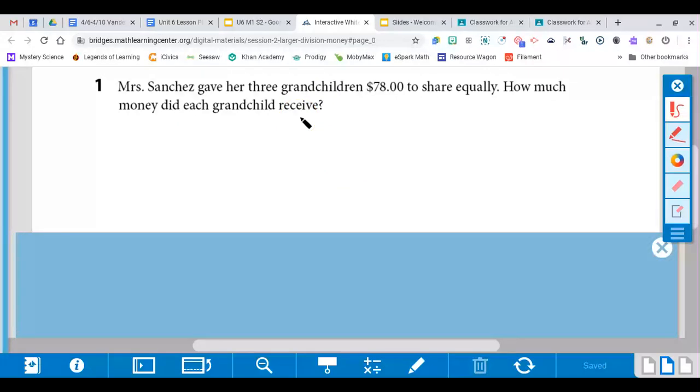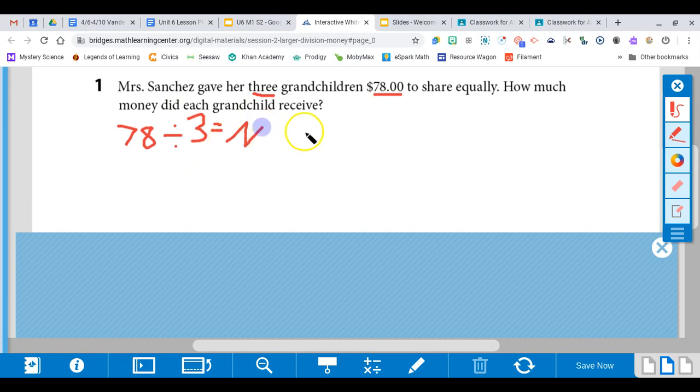Second question is, do we know the total amount of money, or are we trying to find the total amount of money? In this case, we know the total amount of money. It's $78. And if we know the total amount of money, we know it's going to be a division problem. Now, how many equal groups are we trying to break that $78 into? Well, three, because she gave it to her three grandchildren. So our equation is going to be 78 divided by 3 equals n. So we're trying to figure out how many groups of 3 it would take to get to 78.